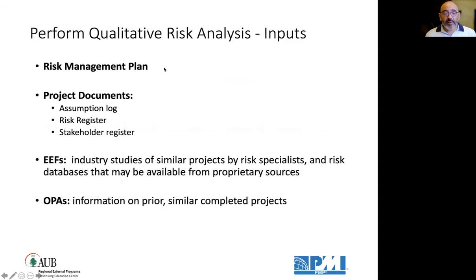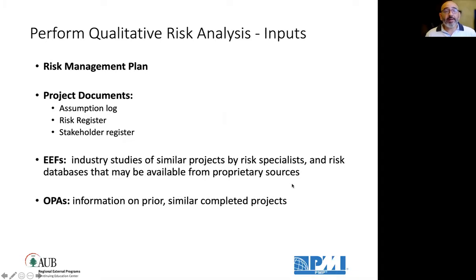I need the risk management plan to follow. We saw there is an impact probability matrix we need to follow, we saw the definitions of probability and impact and their scoring, and probably the templates, we need to follow these. Assumption logs, the risk register that you have produced by now, we need to add to it the assessment, the scoring for the impact and the probability, and the EEFs like any industry study for similar projects by risk specialists, risk databases that may be available from proprietary sources.